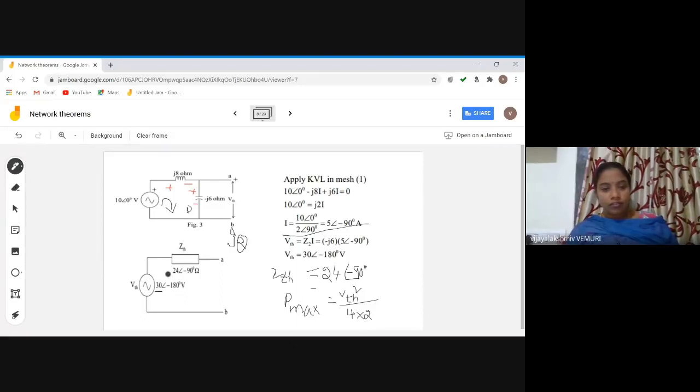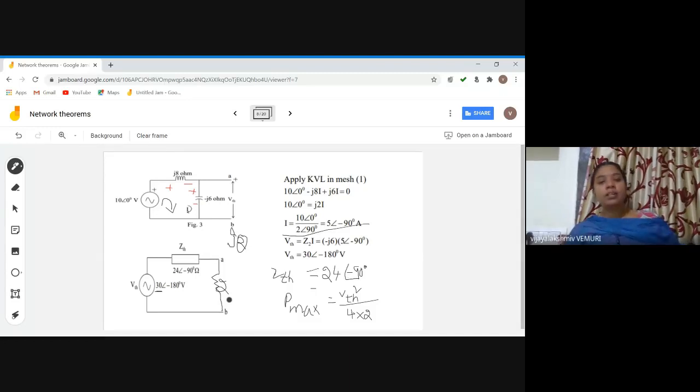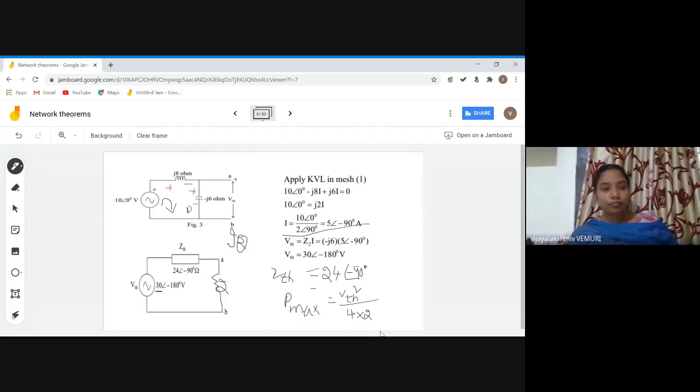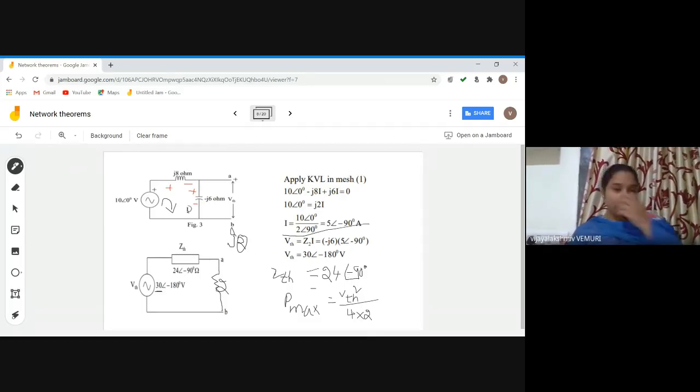If you observe here, this is 24 at an angle minus 90 degrees, but our removed resistor value here is 2 ohms, isn't it? This is not equal to this one. In that case, if you have a load that is only a resistance but not an impedance, then we use VTH square by 4RL, writing 4 into 2. I think I am clear with this problem. Next we will be shifting to another theorem.